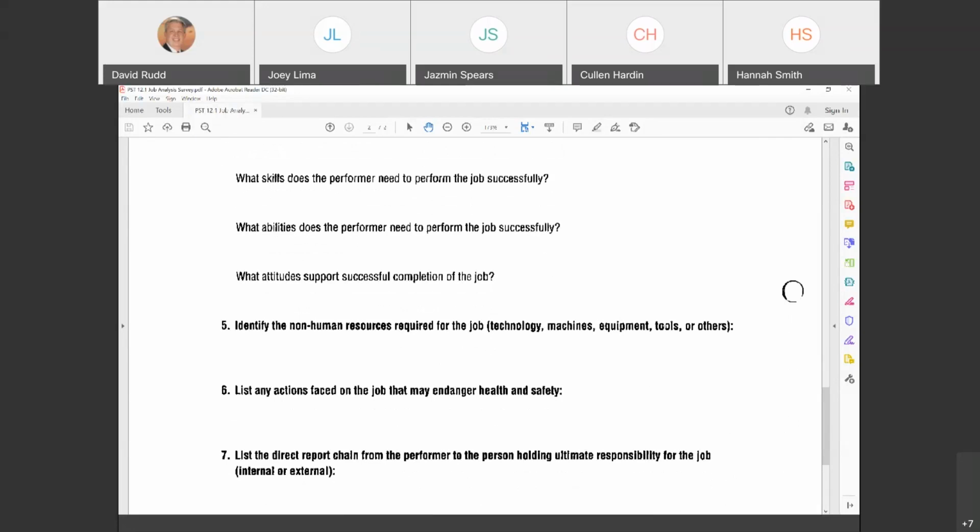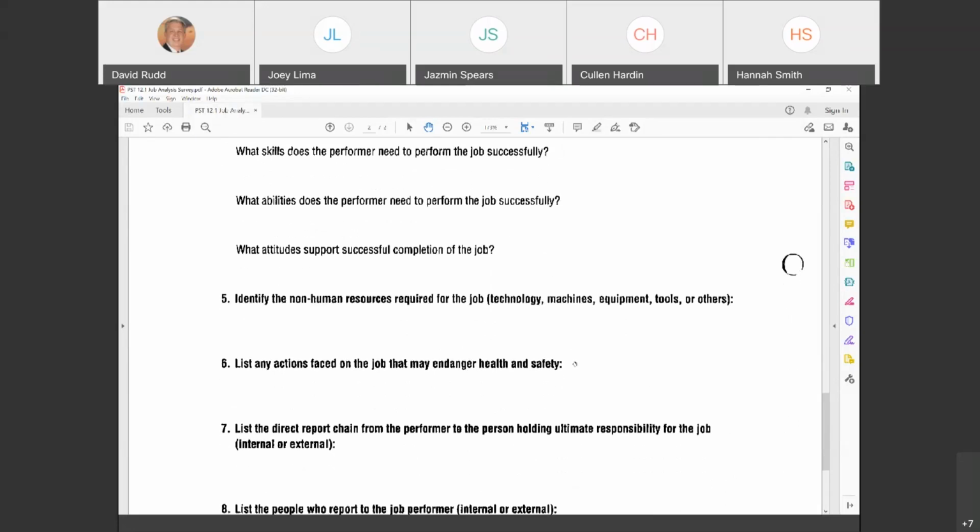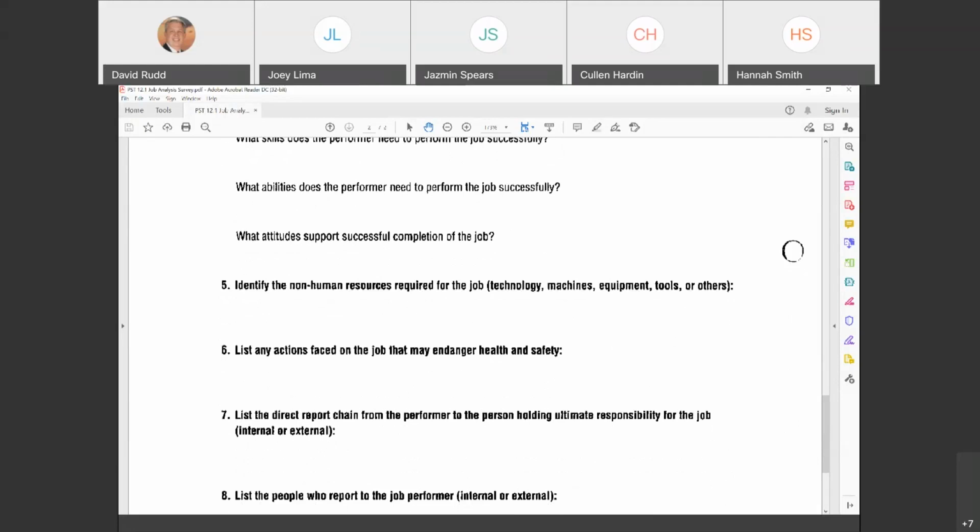List any actions faced in the job that endanger health and safety. Those of you that work in the food service industry, that could be very dangerous, working in the back where it's hot. The floors get dirty and slippery and so forth, and that has to be put in there so that people understand that if they are interviewing for the position and getting a job, they need to remember to be safe in doing that job.